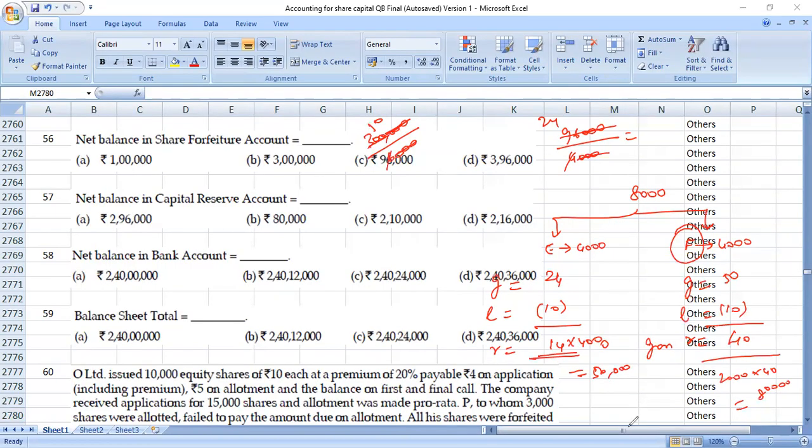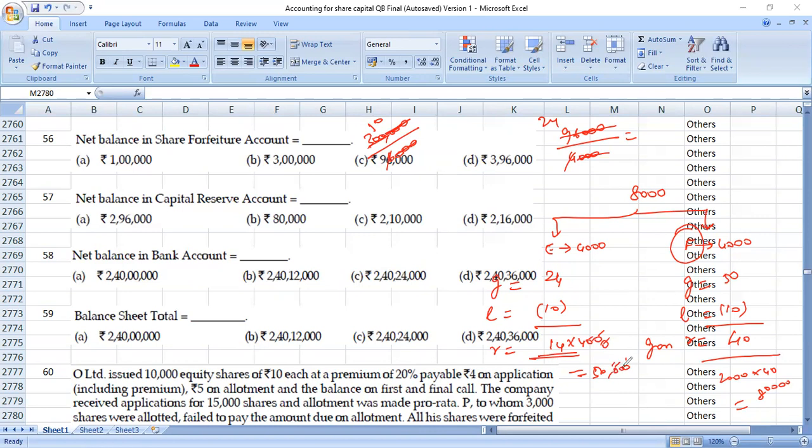which is not correct because the net balance in capital reserve is something. I'm making a mistake somewhere. Where am I making a mistake?